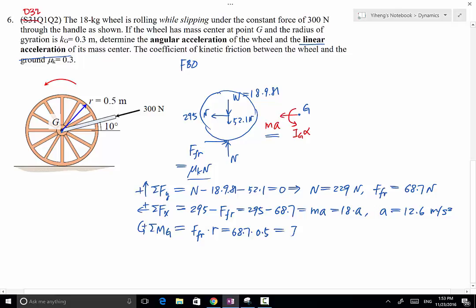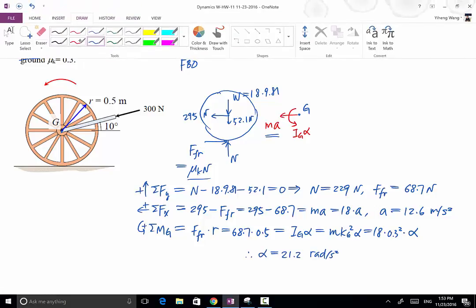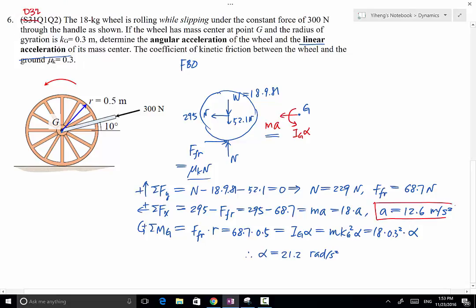On the right hand side, that equals I_G alpha. I_G can be determined from the radius of gyration, so m k_G squared alpha, which equals 18 times 0.3 squared times alpha. So in this equation, we only have one unknown, which is alpha. Therefore, alpha can be solved from this equation to be 21.2 radians per second squared. So this is the linear acceleration of the mass center, and this is the angular acceleration of the wheel. And that's the end of this problem.